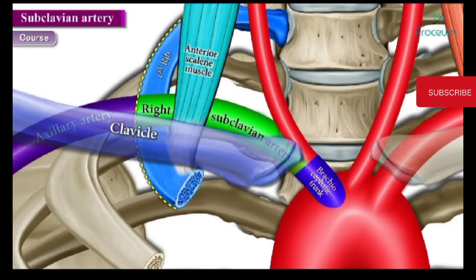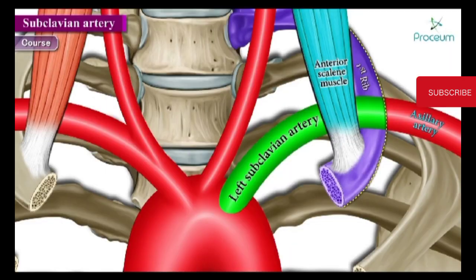Now talk about the course of the left subclavian artery. The left subclavian artery originates from the aortic arch independently, after the brachiocephalic trunk and the left common carotid artery have branched off. It arises below the left common carotid artery and ascends into the neck lateral to the medial border of the anterior scalene muscle and crosses behind the muscle, and then descends towards the lateral border of the first rib where it becomes the axillary artery, as you can see here very clearly.